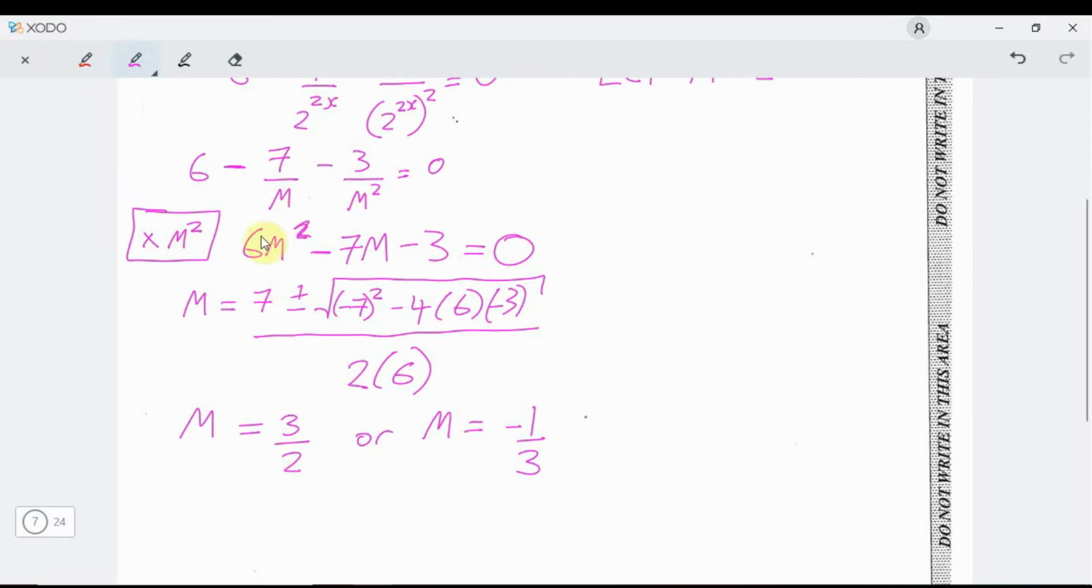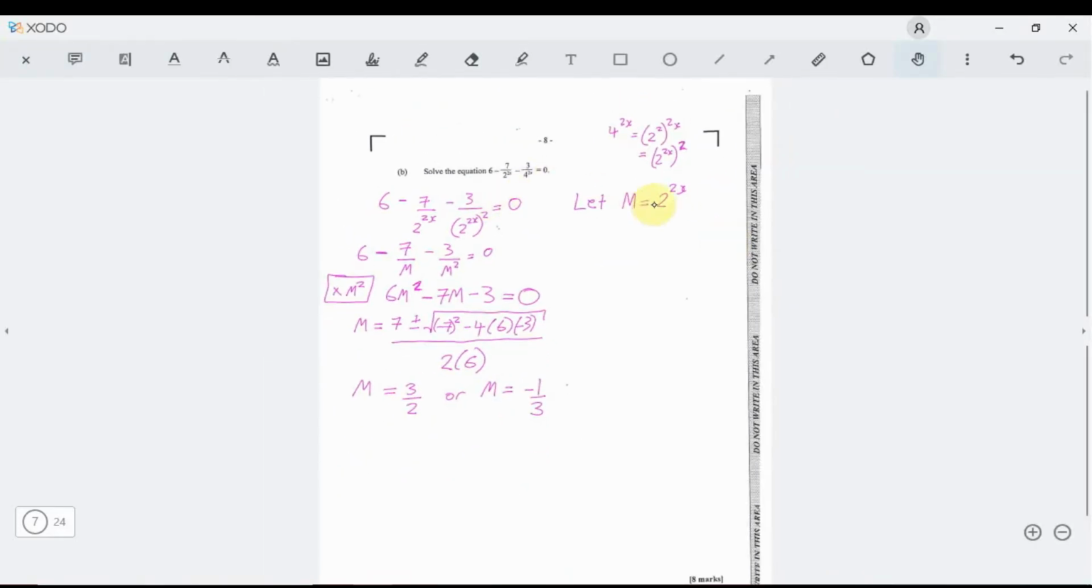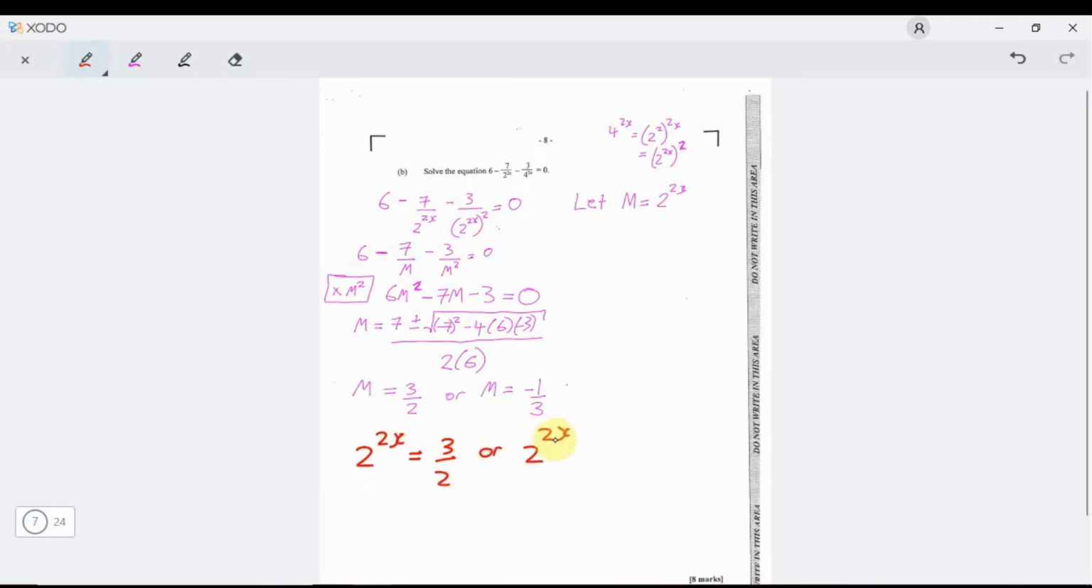But remember, when you solve for m, you're not finished. Remember, m was 2 to the 2x. So in that case, we're saying 2 to the 2x equals 3 over 2, or 2 to the 2x equals negative 1 over 3.